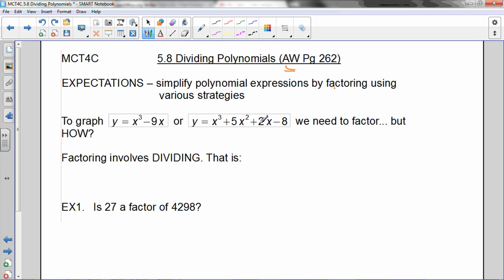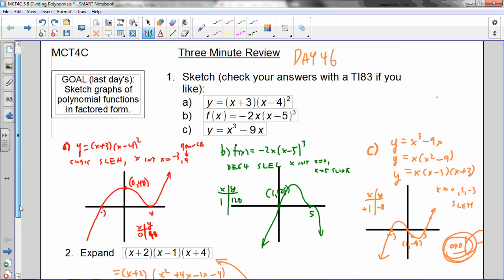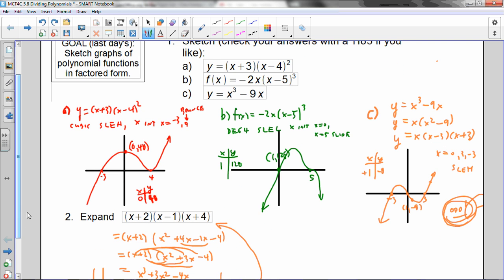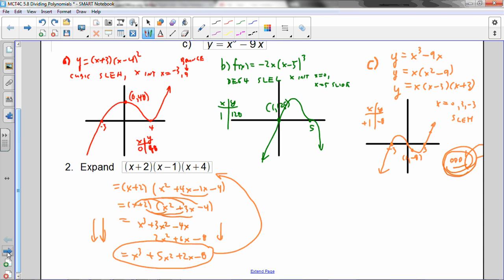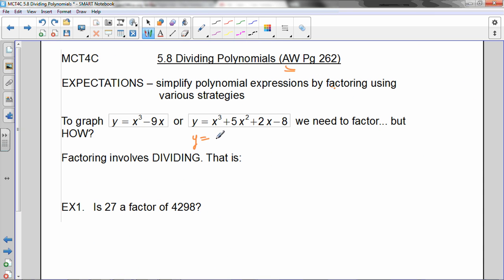I could try grouping. It doesn't work. It's not quadratic form. What's frustrating here is this is the answer to the 3-minute review question. That's this one. So we know it can be done, right? This is that x plus 2, x minus 1, and x plus 4. The question is how would we ever get that? Well, it has to do with dividing.